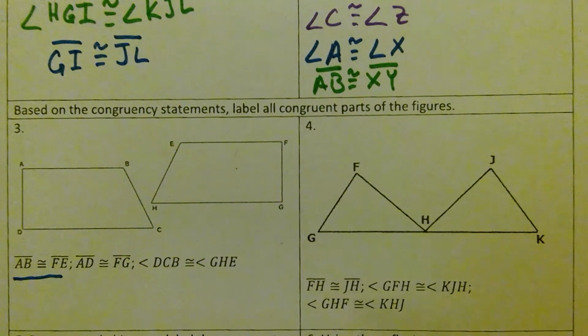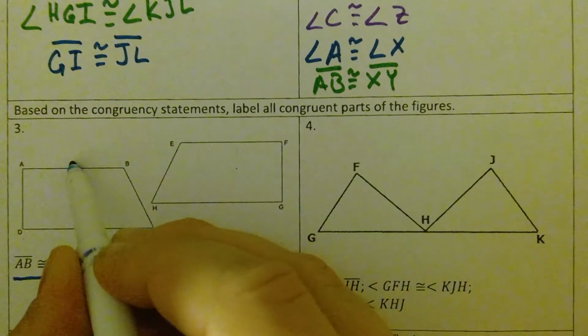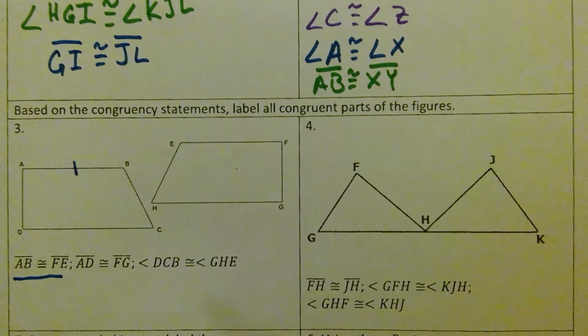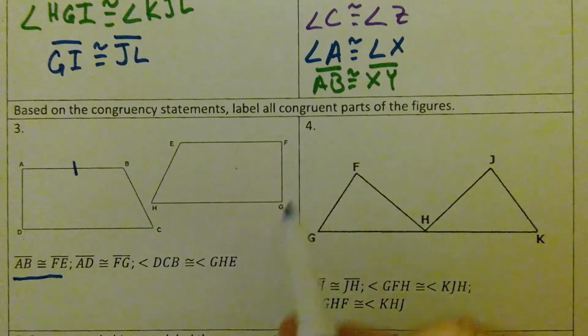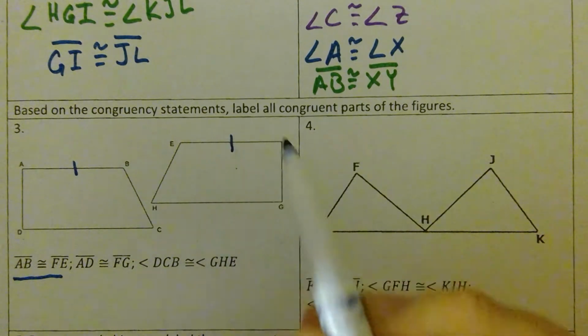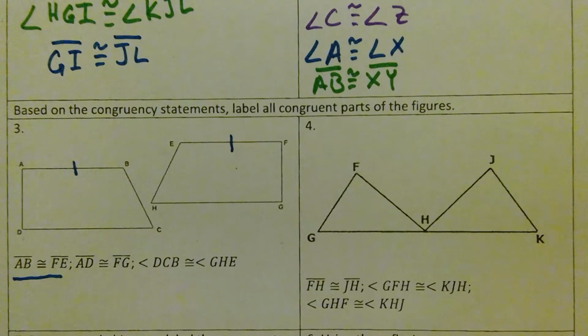Since that's a side, let's find AB. So there's A, there's B. I'm going to put one mark on that. Let's find FE on our other figure, FE. Since we know that they're congruent, they both have to have one mark.